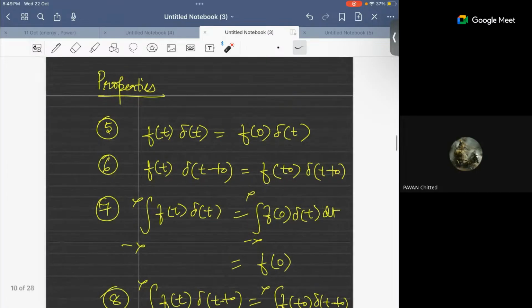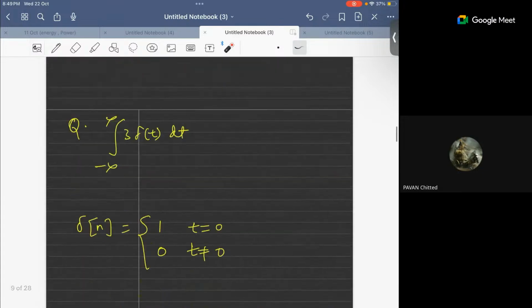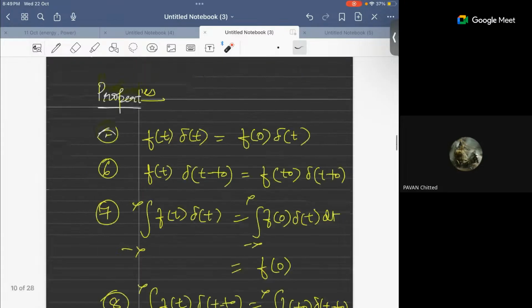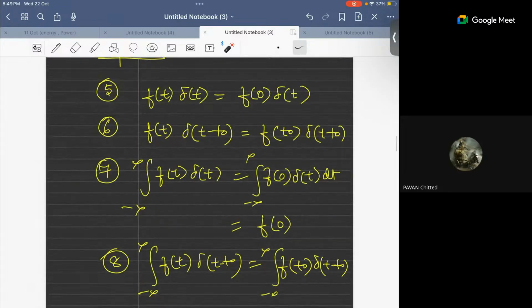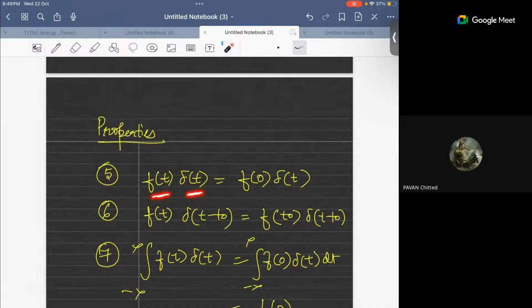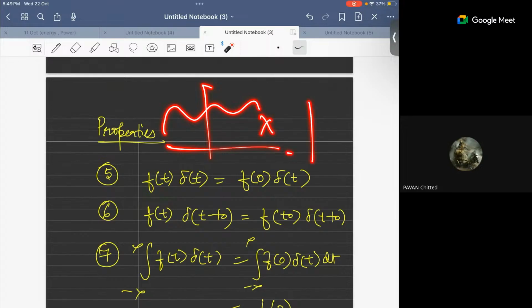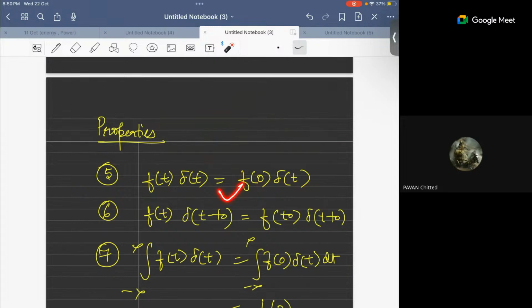Now there are the properties for the delta function. Some properties you already know, like magnitude, area, and all those things. Now the important properties. For example, a function f(t) is multiplied with the delta function. What will happen? f(t) can be any function, but the delta function is just defined at 0. So if you multiply these two functions, all the other values get multiplied by 0, and only f(0) gets multiplied with the delta function, and that is the final result. Correct? So this was the fifth property.